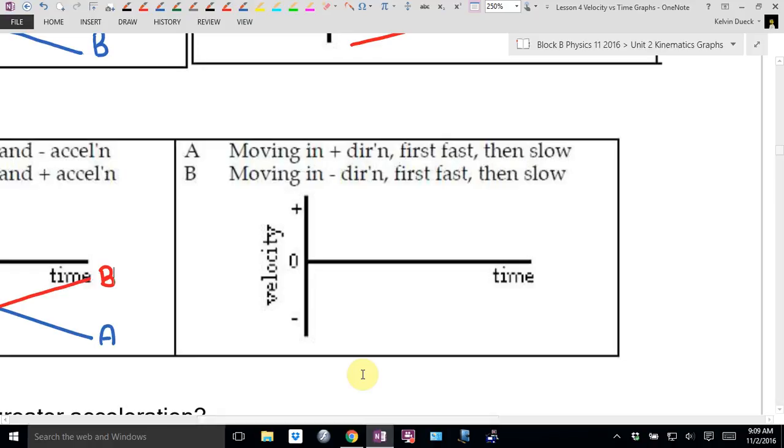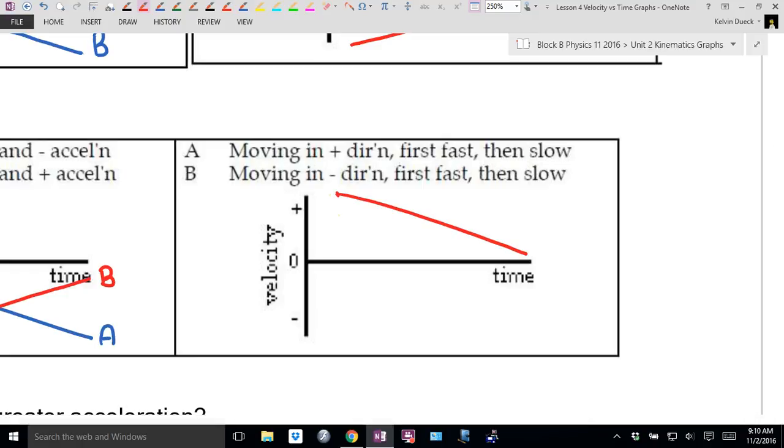Moving in a positive direction. First fast, then slow. Don't write this down like that. What would fast in a positive direction show up as? Like right there, maybe? What would slow show up as? Negative acceleration. Not as high. You know what? I think that works, doesn't it? Isn't that moving in a positive direction, first going really fast, then slowing down?